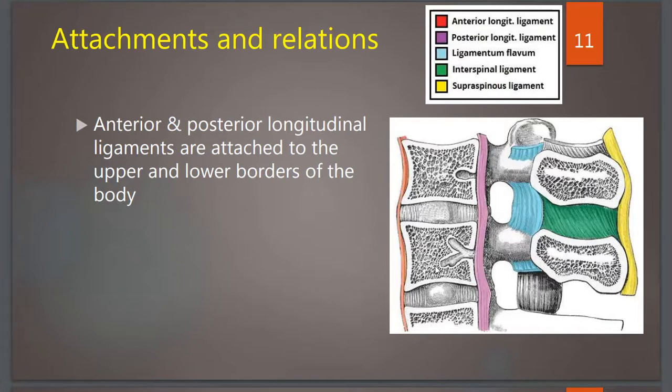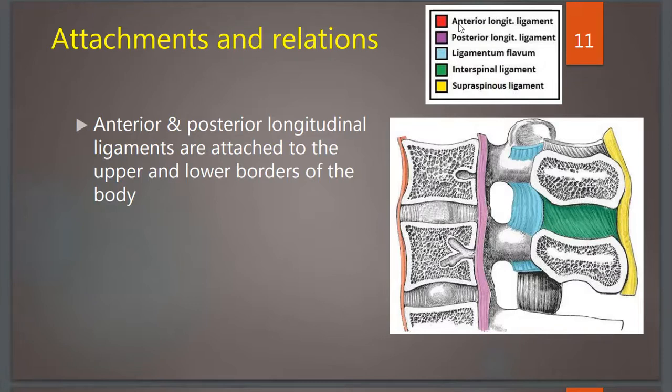Now body, body, body, suppose C3, C4, C5. Between the bodies we find the intervertebral disc. In the intervertebral disc, this round area is the nucleus pulposus. You are also finding there is one ligament which is attached to the anterior aspect of the bodies of all vertebrae.